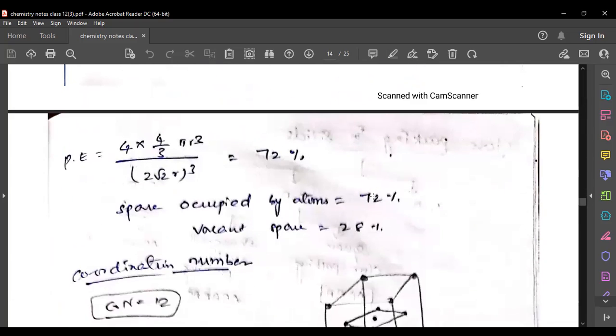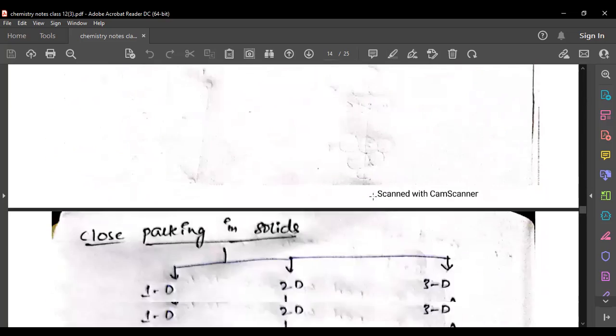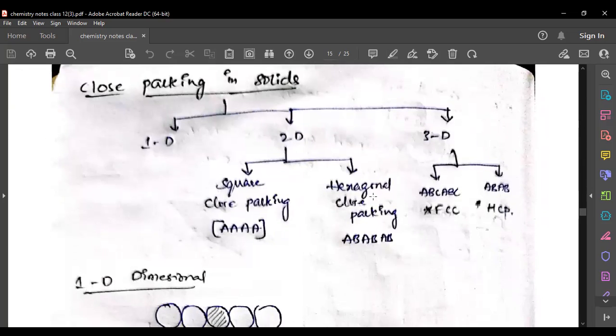So today we'll start with the topic close packing in solids. So what is the meaning of close packing in solids? The arrangement of atoms in the given solid, that is only the close packing, right? We can arrange the given atoms in the given solids in different directions. So that is what we are going to study in close packing in solids.